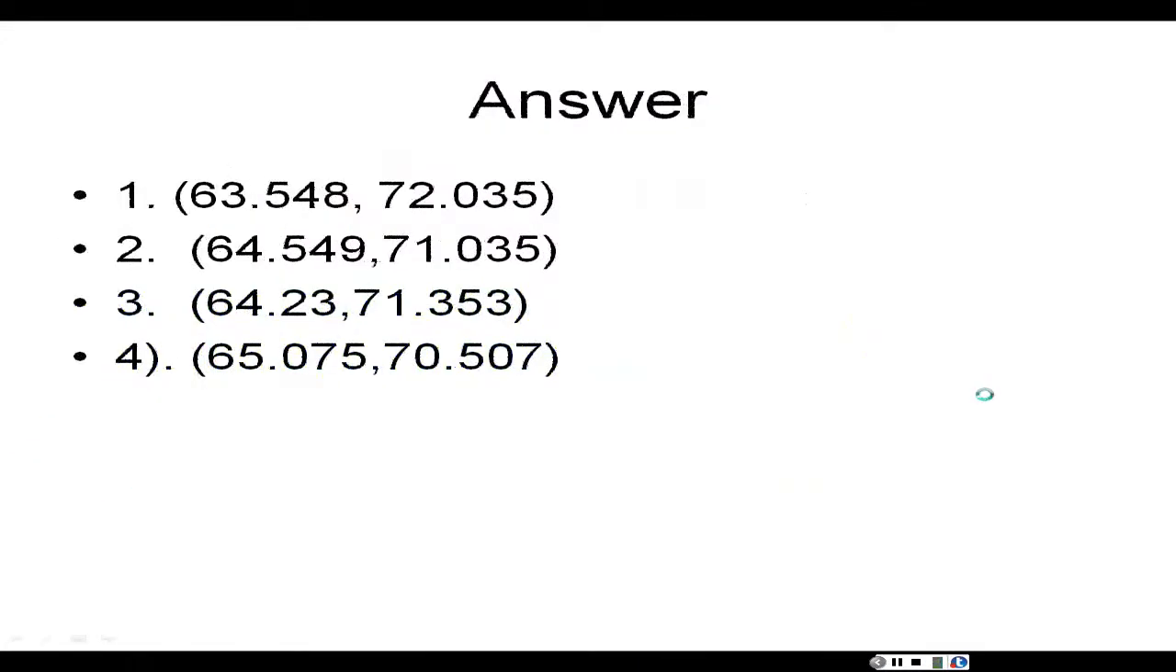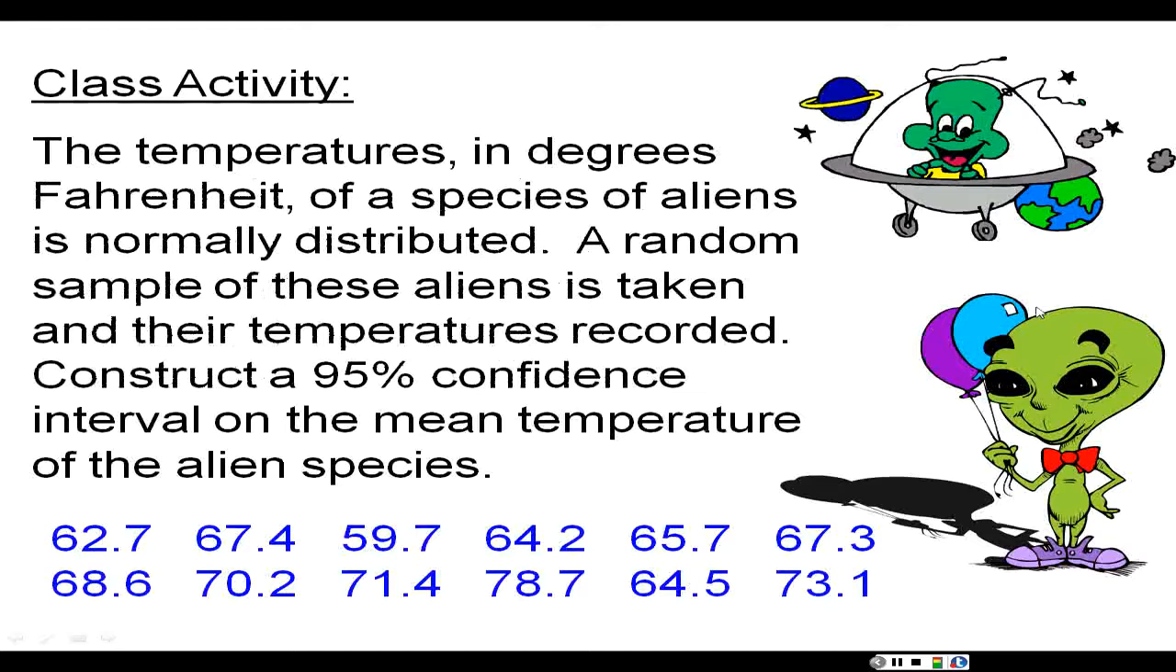Now let's try this one. The temperature in degrees Fahrenheit of a species of aliens is normally distributed. A random sample of these aliens is taken and their temperatures recorded. Construct a 95% confidence interval on the mean temperature of the alien species.